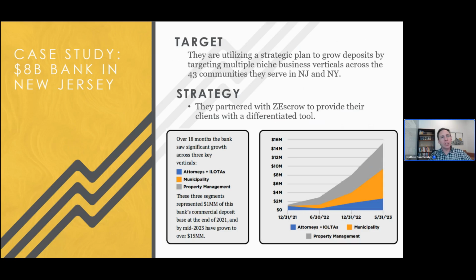So again, just a real quick case study: an $8 billion bank in New Jersey. They're utilizing a strategic plan to grow deposits, specifically within some niche verticals, both in New Jersey and New York. And so attorneys, municipalities, and property managers were the big focus. And you can kind of see the growth that they've had in all three of those verticals in a very short period of time. And we continue to see this.